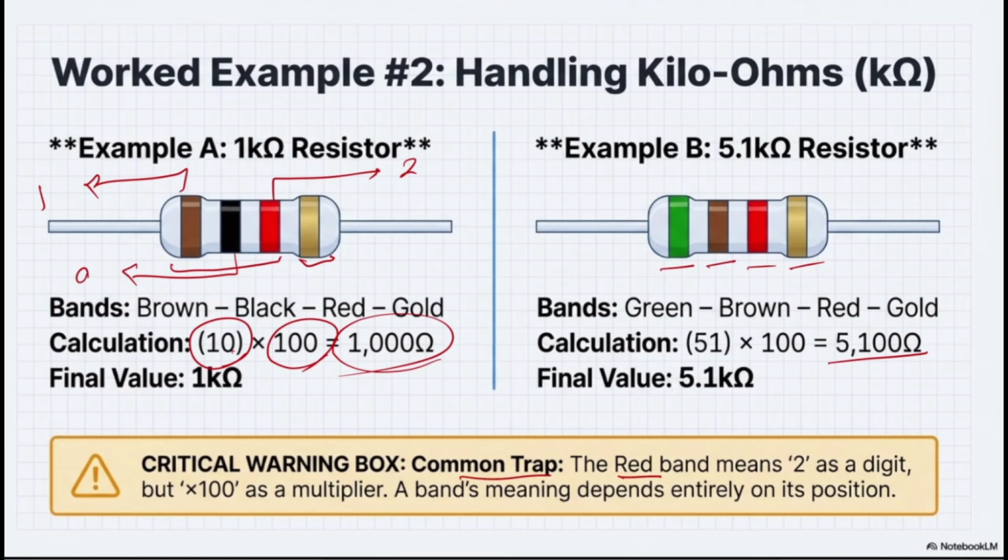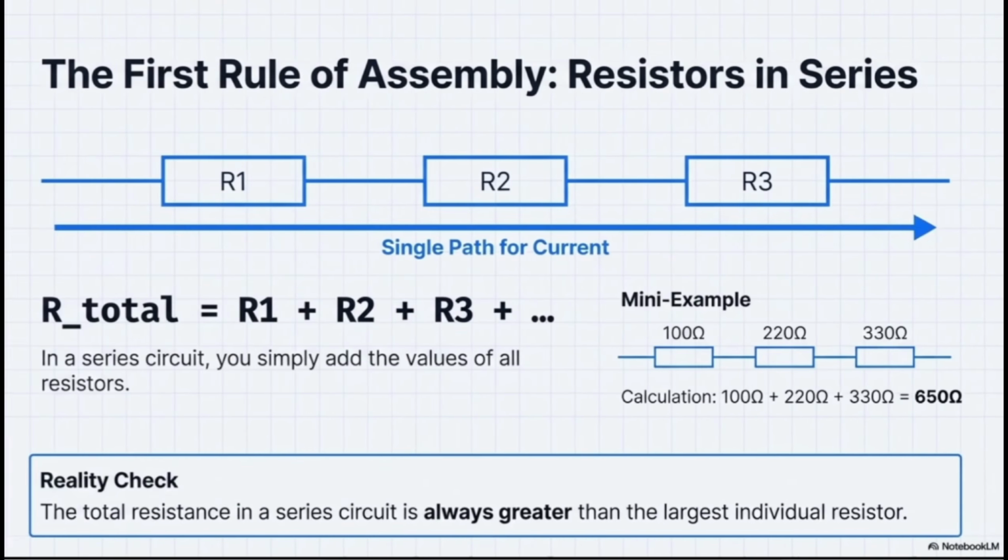The red band means 2 as a digit, or times 100, but this one is a multiplier. A band's meaning depends entirely on its position. So be very careful about that one. If red is over here, it means 100. If red was somewhere else, for example here, this one means 2. So these are two different things, so be very careful about that.